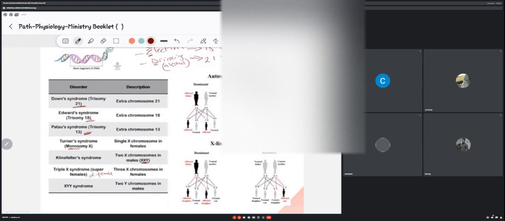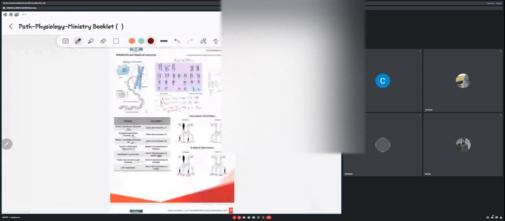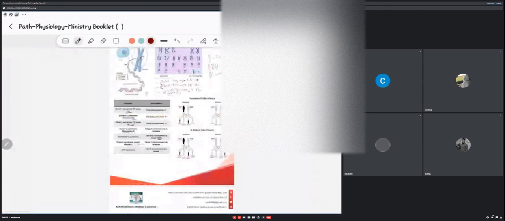Here, this is rare, but then you have 2 Y chromosomes, just take note of that. So that's another aspect. Those are the disease conditions. Now there's this... Did I put telangiectasia? Okay, yeah, they're all there.